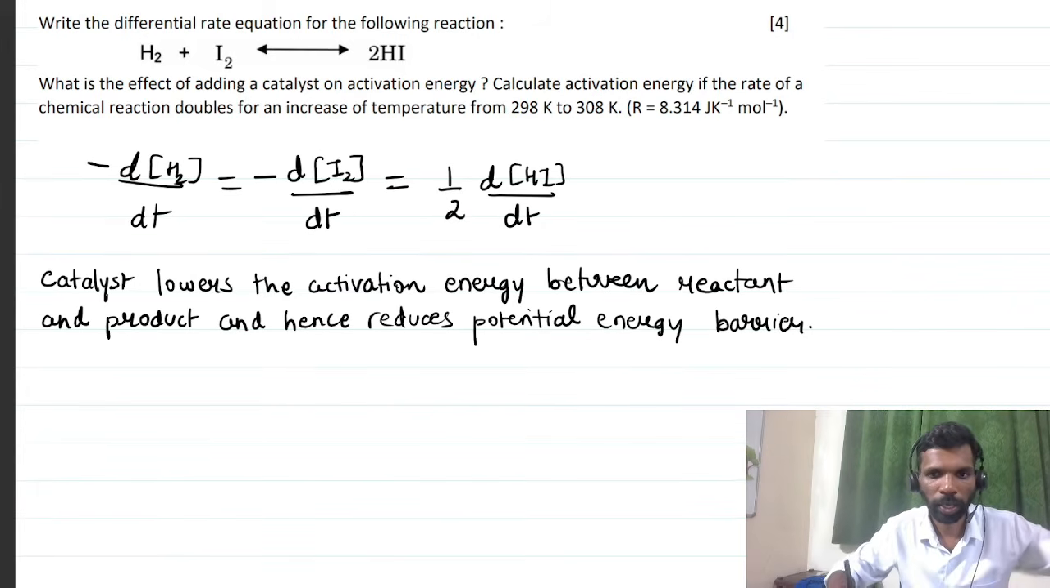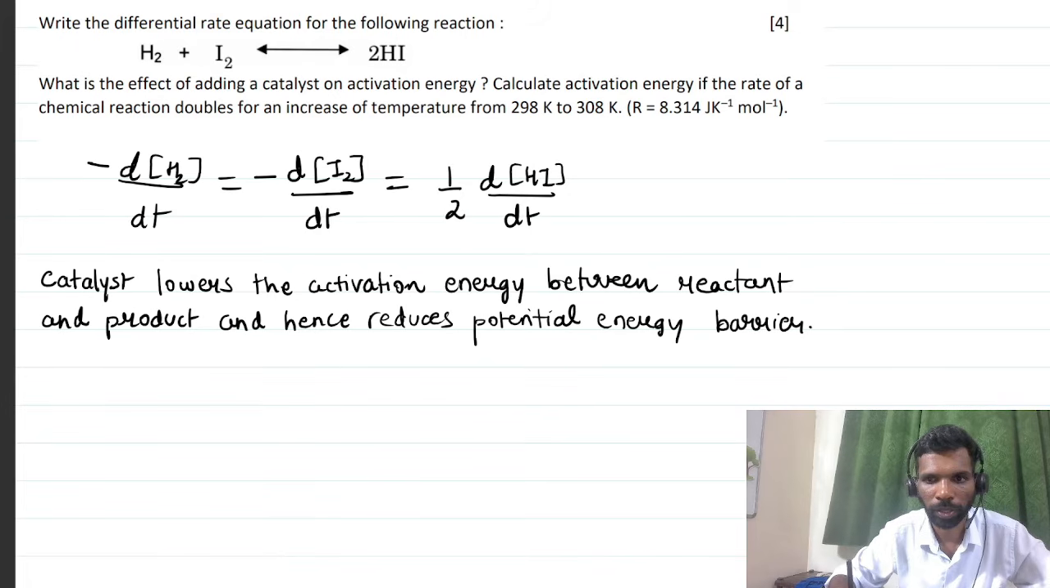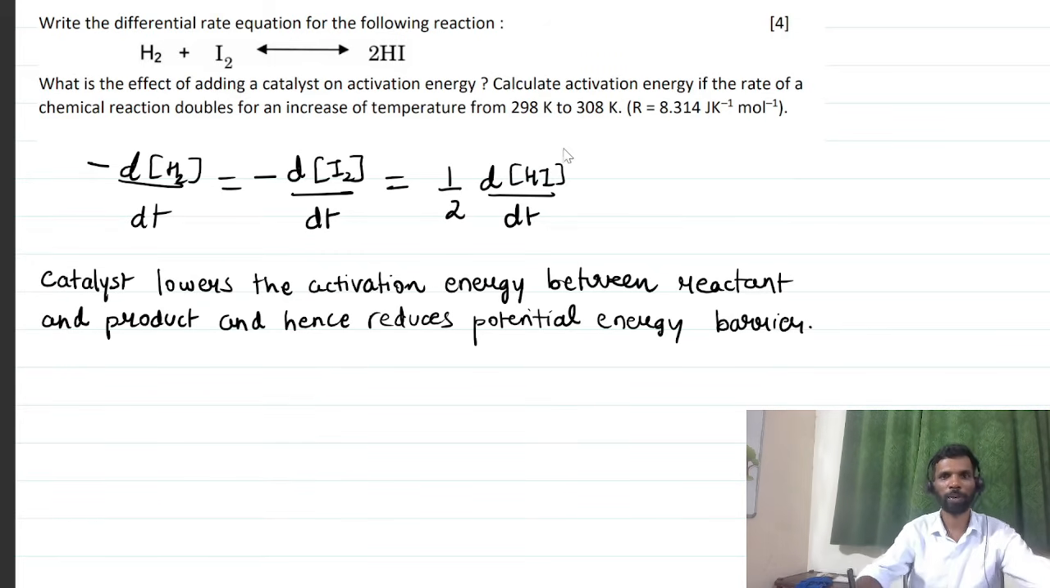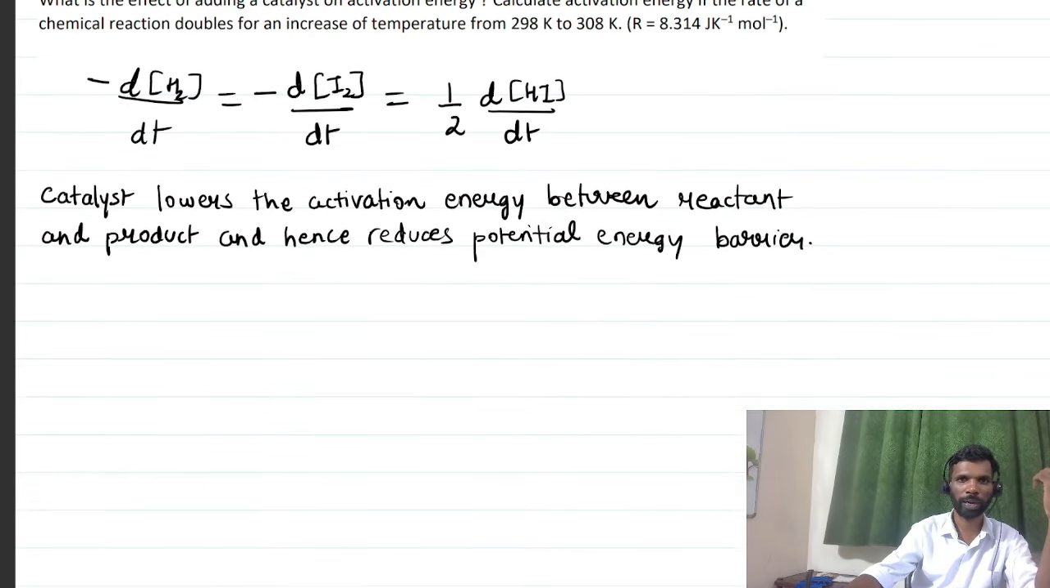So the next question is a continuation of the same question: calculate the activation energy if the rate of the chemical reaction doubles for an increase in temperature from 298 Kelvin to 308 Kelvin. The temperature is directly given in Kelvin. So we'll write the formula first.